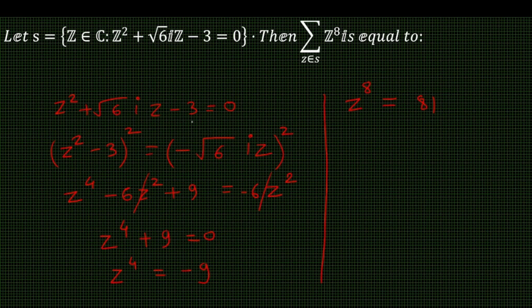And this z is from the quadratic equation. So the 8th power of both the roots of this quadratic equation is 81. Both the roots z1 and z2, z to the power 8 is 81. Now look at the summation.